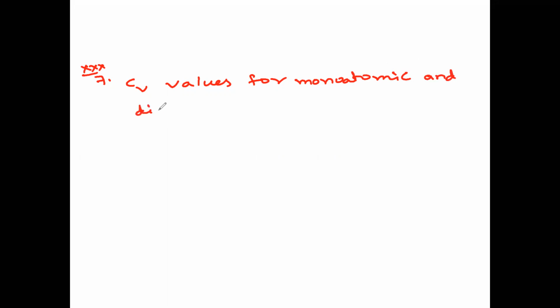That is question number 7. Last question, we'll do it now. Question number 7. Let's write the question. CV values, that is specific heat capacity at constant volume. So the molar heat capacity, this CV is called what? Molar heat capacity, V is called constant volume. So the molar heat capacity at constant volume values for, this is a very important question, values for monoatomic and diatomic gases are respectively.